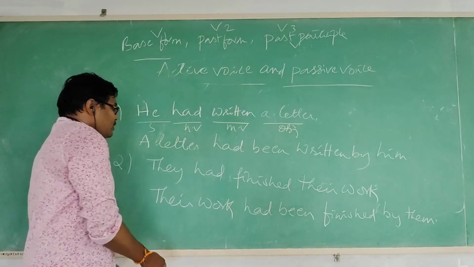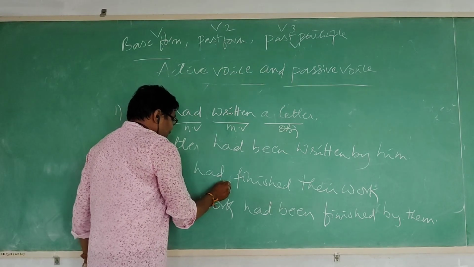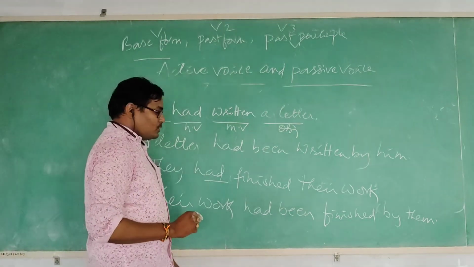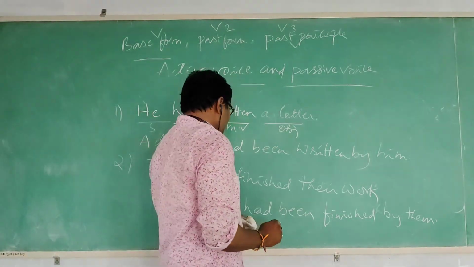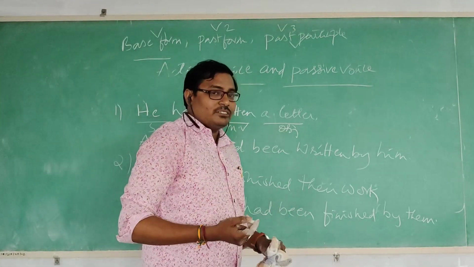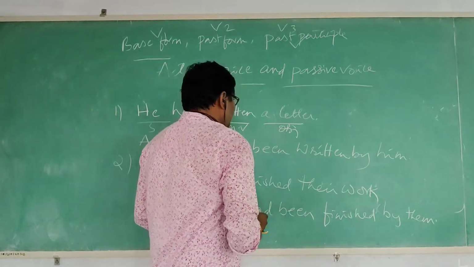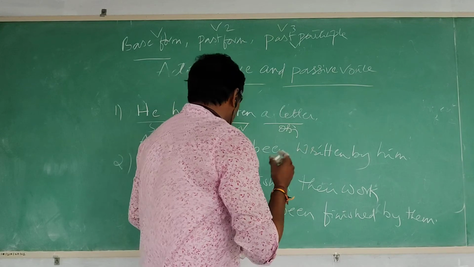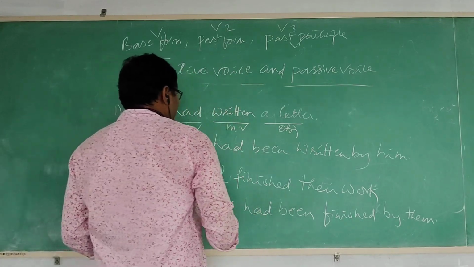Here, since the helping verb is had in the active voice, we use had been in the passive voice. This is the way how we can convert an active voice into passive voice. Let us see some examples.